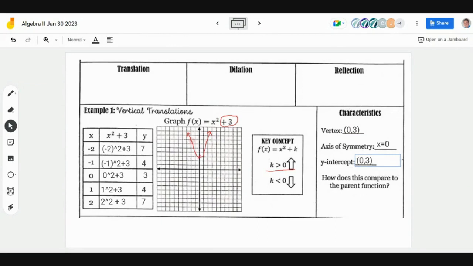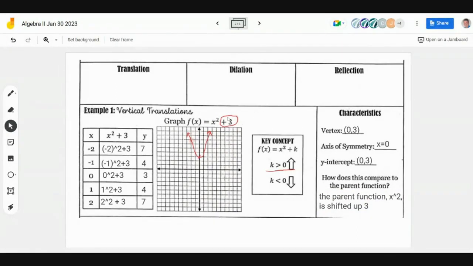How does this compare to the parent function, which is x squared? The parent function, x squared, is shifted up 3. That's the only difference there.